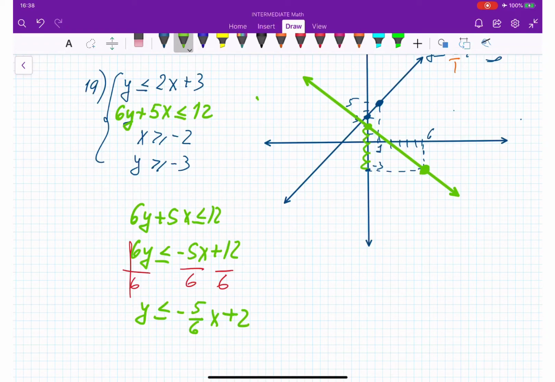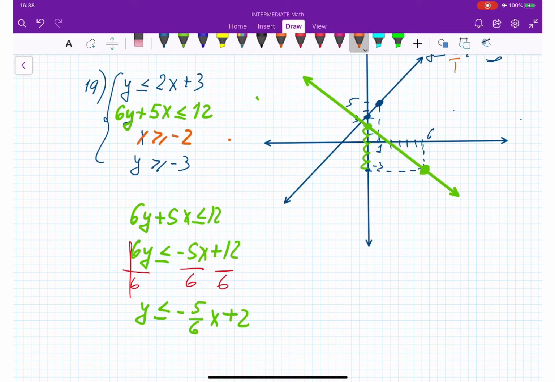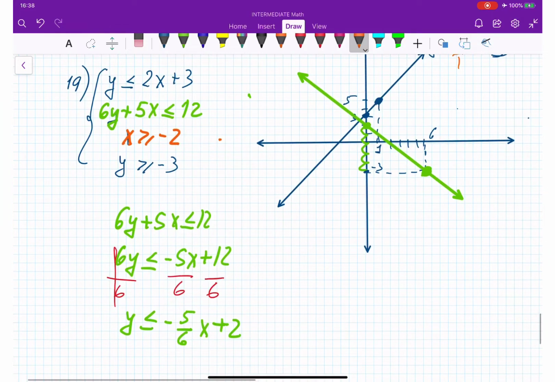Okay, next. It's going to be x is greater or equal -2. Let me see. So x is greater or equal -2. Where is -2? Right here. Since it's a solid line, equal sign in there, that means we have solid line here. Okay, this is -2.